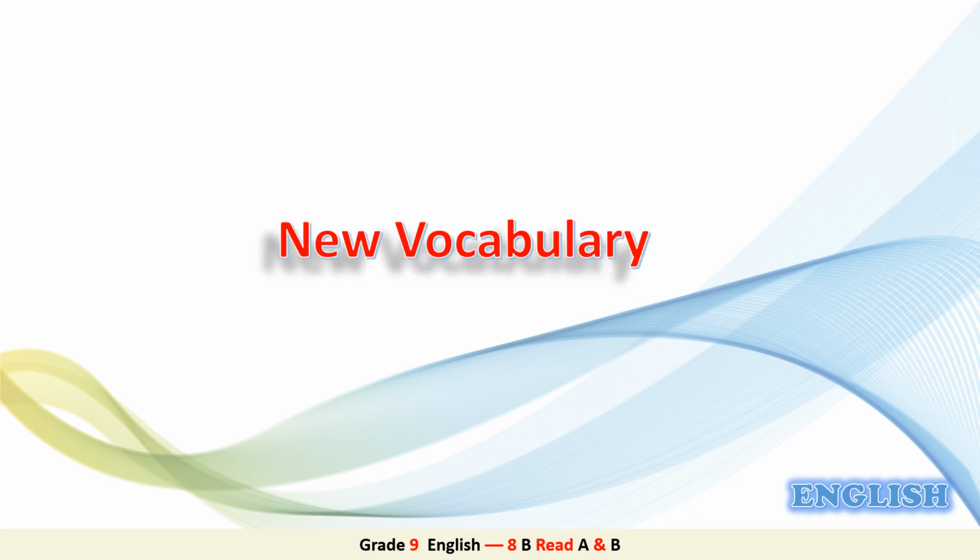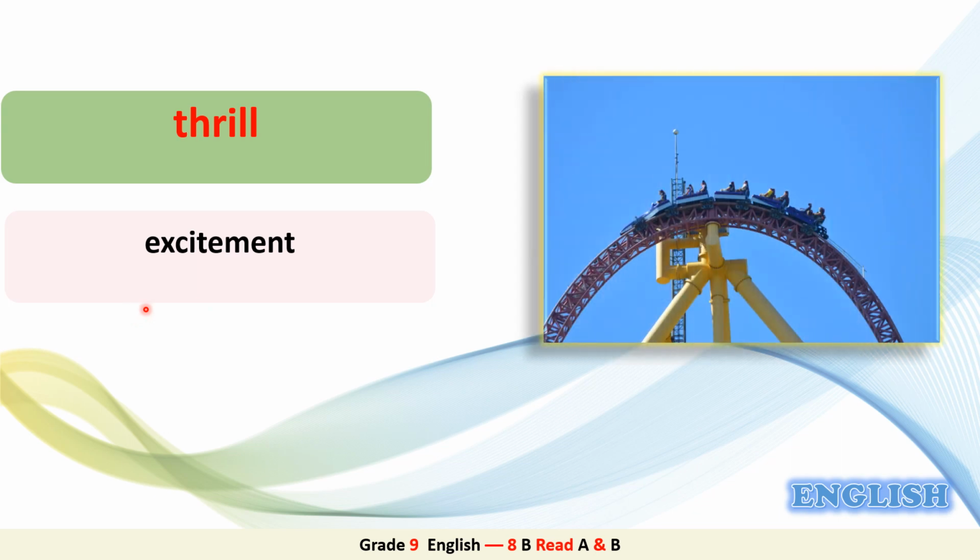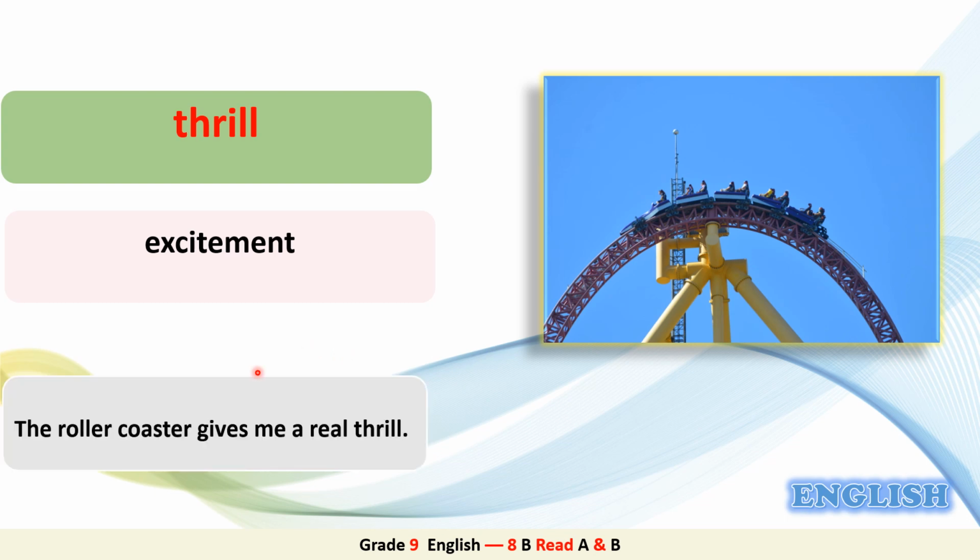And now it's time to learn some new vocabulary items. Let's start. Our first word for today is thrill. Thrill. It means excitement. Look at this picture. This is a roller coaster. Now let's have a look at this example. The roller coaster gives me a real thrill.